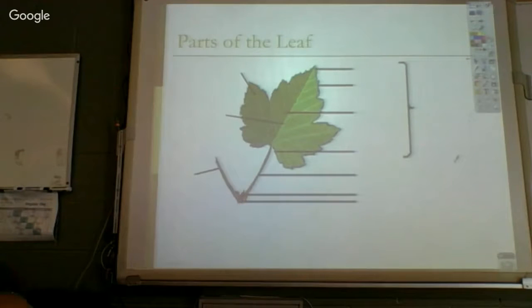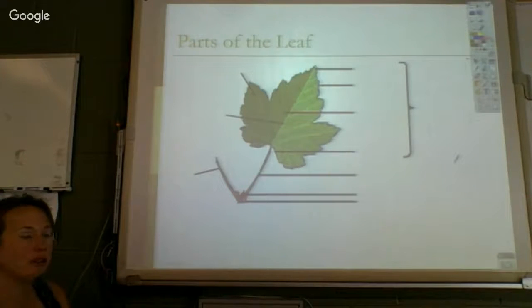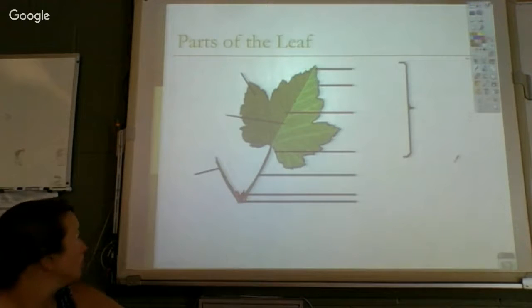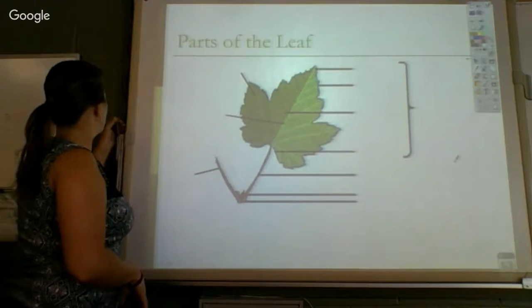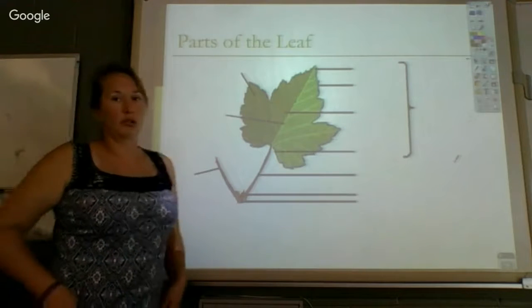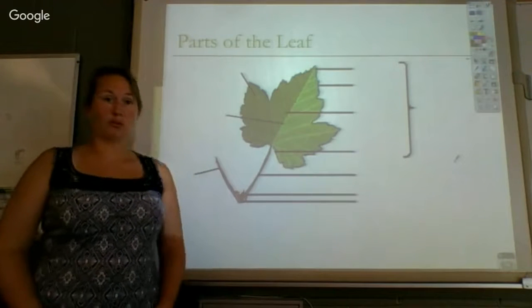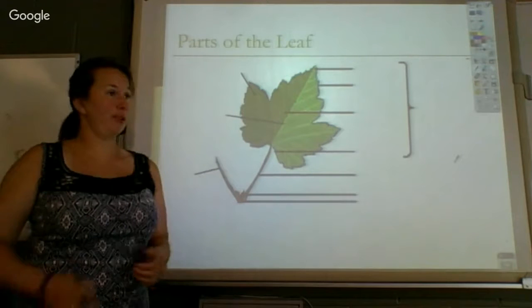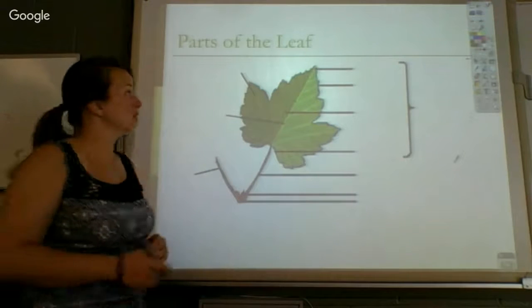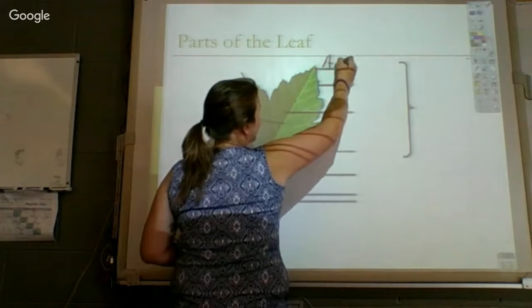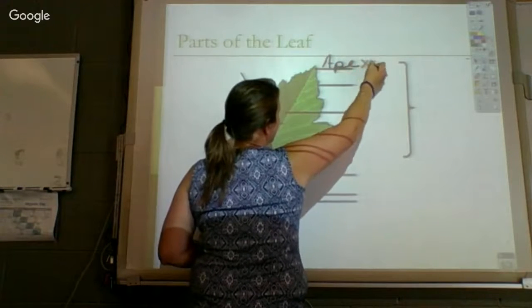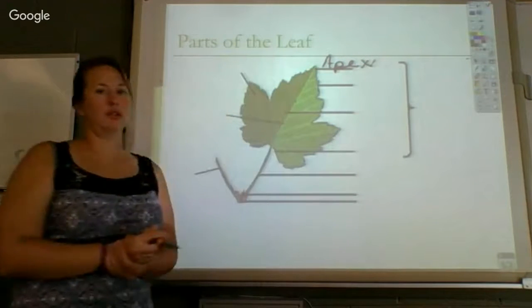And what you're going to find out is my picture looks different than your picture. I did that on purpose because I want you to be able to take what I'm telling you about and put it into your notes. So the very tip of the leaf is called the apex. So find the tip of your leaf. A-P-E-X, apex. It's the very tip of the leaf.